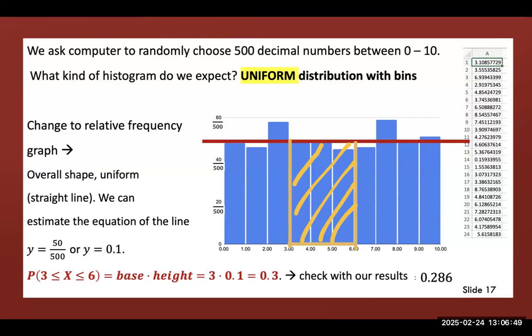And you can tell that the bars are not actually all touching that line. They're a little bit shorter than the line. And so our real probability was 0.286, which is pretty close to 0.3.